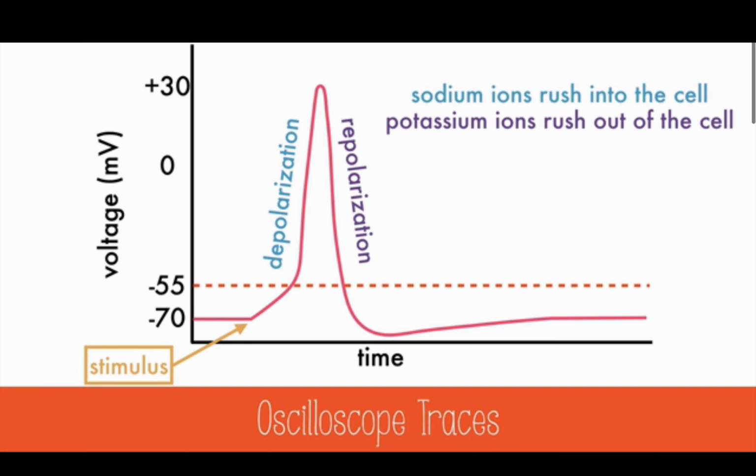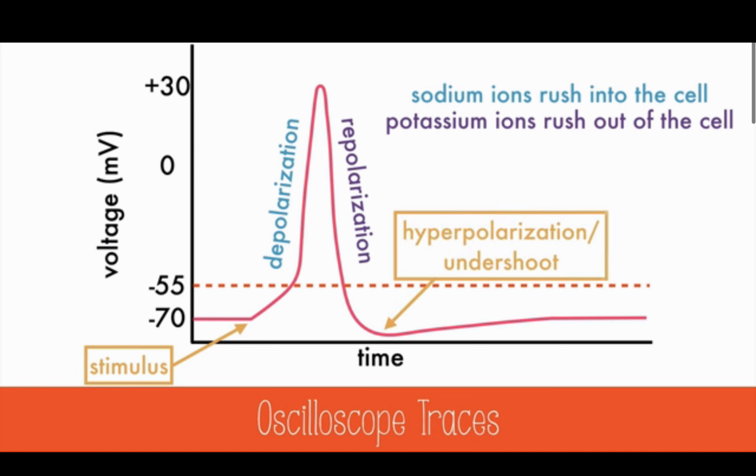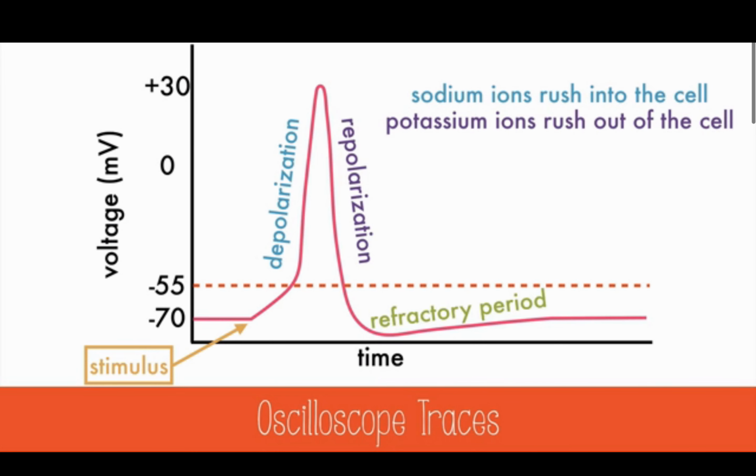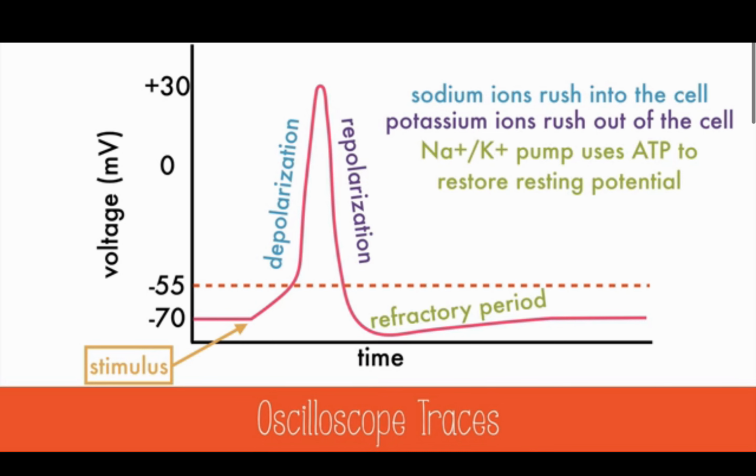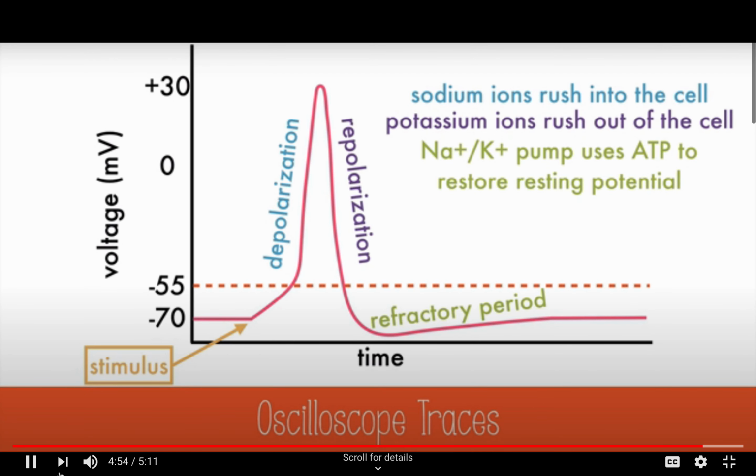This can often become more negative than negative 70 millivolts and is called hyperpolarization or undershoot. This will be corrected during the refractory period, where the sodium potassium pump uses ATP to restore resting potential. Okay, I think you want to be able to differentiate. For our purposes, I want us to know sodium potassium pump. That's to get it back to the point.